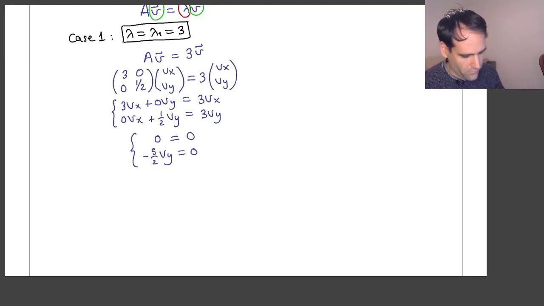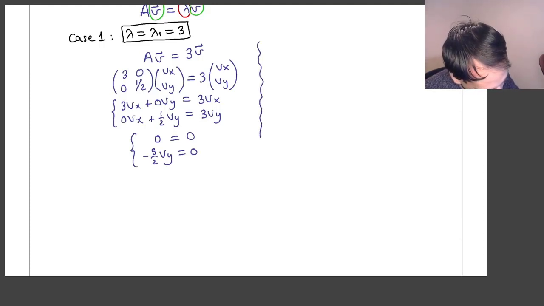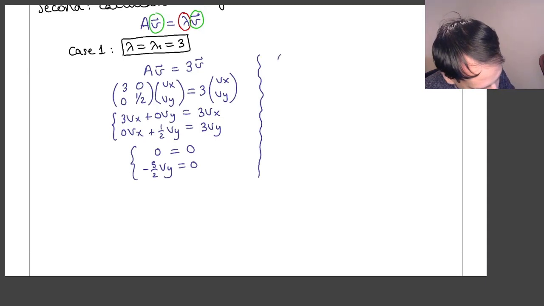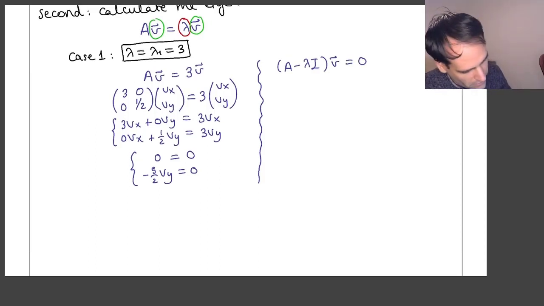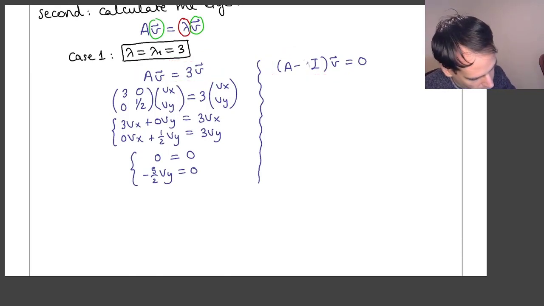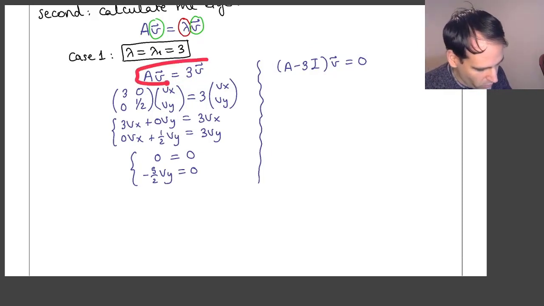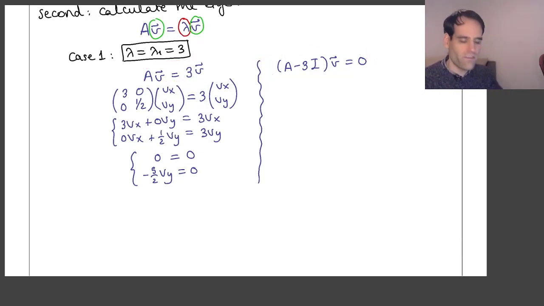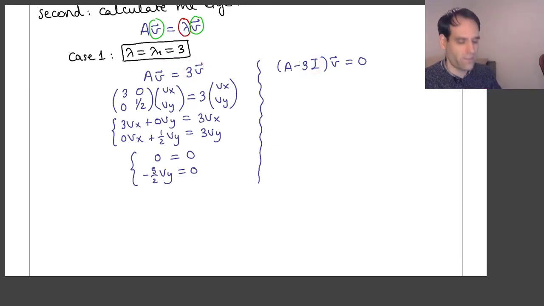Now, the solution to these equations is obvious, but before we continue, notice that sometimes you can save steps by directly going to A minus lambda I times v equals 0. So remember this equation, and let's substitute lambda equals 3, A minus 3I. These two equations are equivalent. As I showed you in the theory video, you just put this subtracting on the other side, so you get minus 3I here. They are the same system, so the solutions are the same.